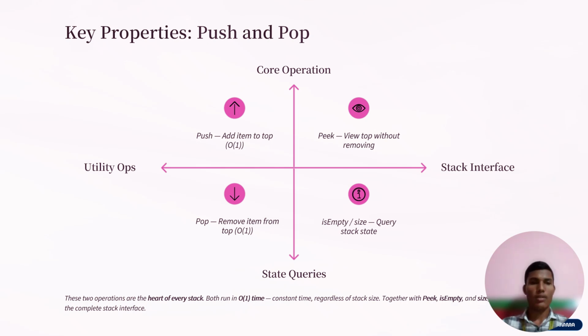Key properties: push and pop. Core operations, utility operations, stack interface, state queries. Push adds an element to the top, pop removes it from the top. Peek views the top without removing it. Is empty and size report the stack state. The core operations both run in constant time, regardless of stack size, and together with peek, is empty and size they complete the stack interface.